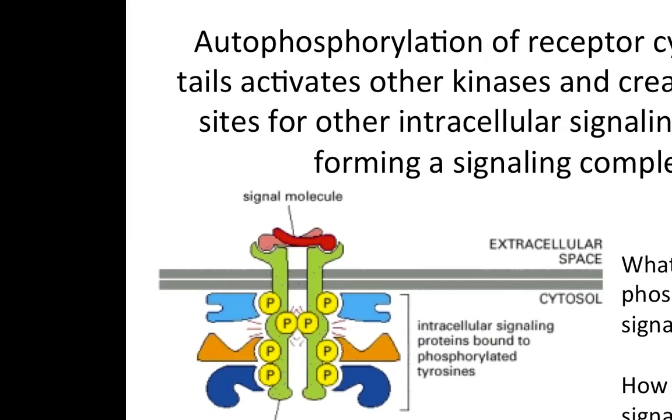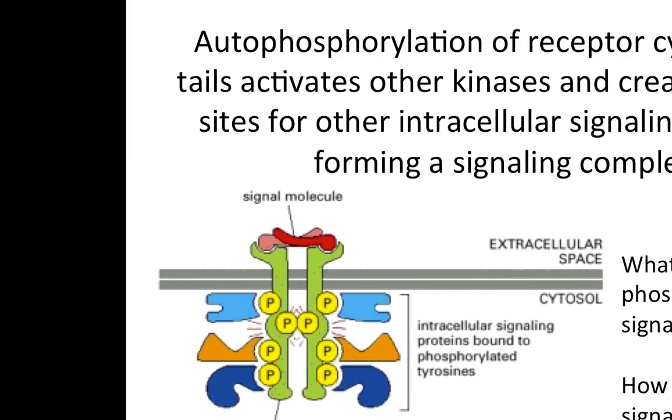Okay, so we're talking about kinase domains, right? And we're talking about how there's all this autophosphorylation, phosphorylation of self, right? Autophosphorylation of the cytoplasmic tails activates other kinases and creates docking sites for other intracellular signaling proteins that form a signaling complex. And now you've got all these phosphate groups hanging in your cytoplasmic tail, and it's going to create binding sites for all these other proteins that are going to help in relaying the signal through the pathway.